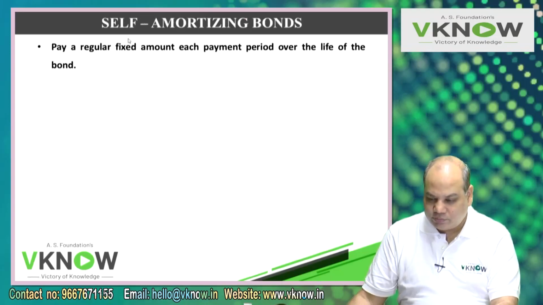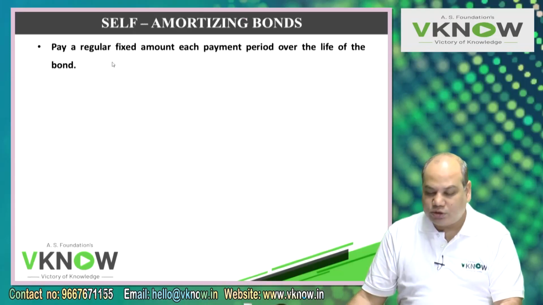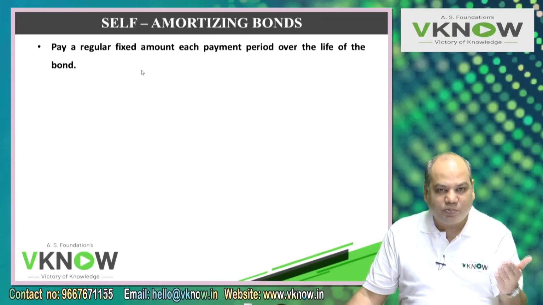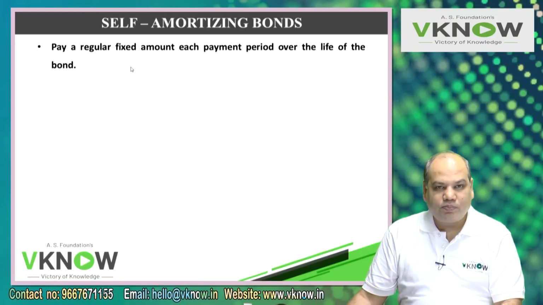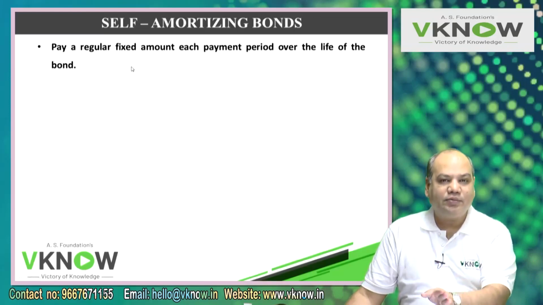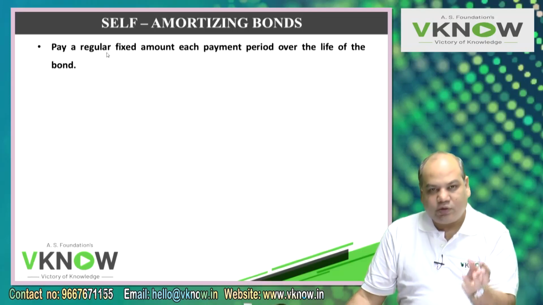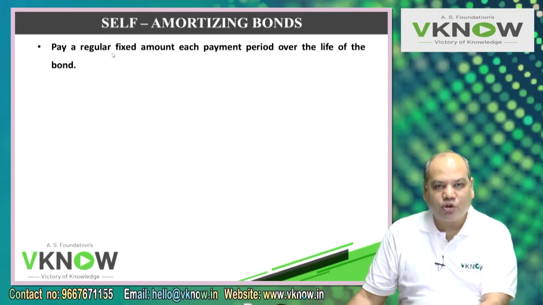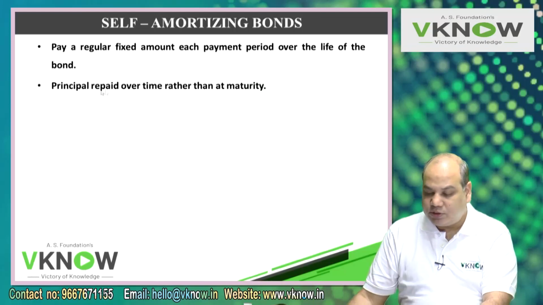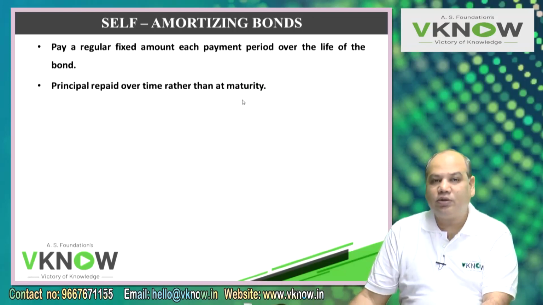Then next is self-amortizing bond. Point number 3. Self-amortizing bonds means the principal amount is paid in installments. So the principal amount, instead of being paid at the end, it will be paid in installments. So every year, or in many years, you can say not all years but many years or all years, the investor will get coupon plus some portion of the principal amount also. So pays a regular fixed amount each payment period over the life of the bond. The principal is repaid over time rather than at maturity.